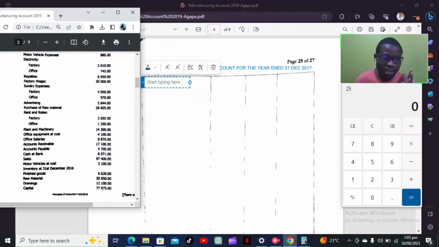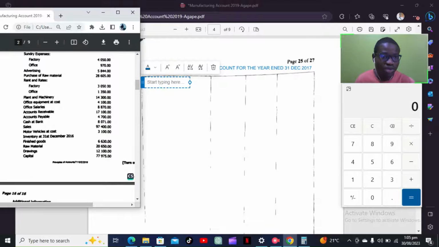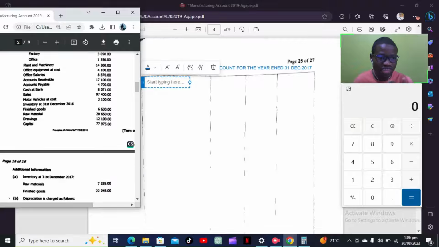Then from there we have factory wages and sundry expenses. Sundry expenses were for both factory and office. Then advertising, purchase of raw materials, and rent and rates. Rent and rates was also for factory and office. Then we have plant and machinery, office equipment, office salaries, accounts receivable, accounts payable, cash at bank, sales, motor vehicle at cost, inventory on 31st December 2016 for finished goods and raw materials, drawings and capital.